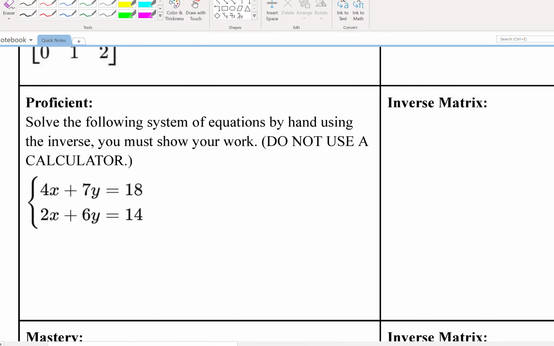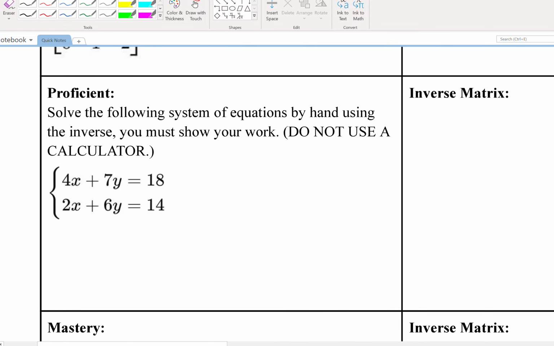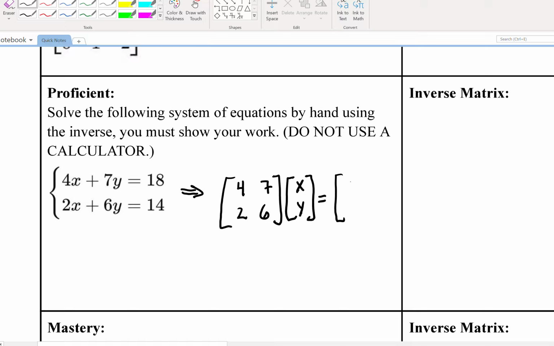So on this next one, it says solve the following systems of equations by hand using the inverse. You must show your work. Do not use a calculator. So I would take this system of equations and translate it into a matrix representation. So I've got [4, 7; 2, 6] times [x; y], and all of this is equal to another 2 by 1 matrix, [18; 14].